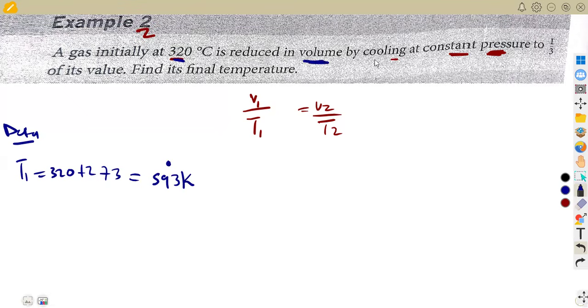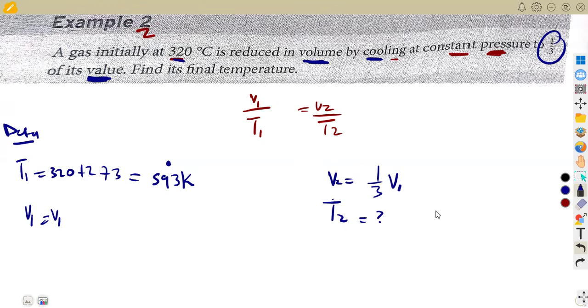It is reduced in volume by cooling. It is reduced to 1/3 of its value, which is the original value of the volume. So it means initially our V1 is just V1. We do not know its value. But after everything has happened, they are saying V2, it's a third. It's reduced to a third of initial volume, which is V1. So V2 is a third of V1. So the question was find its final temperature, which is T2.